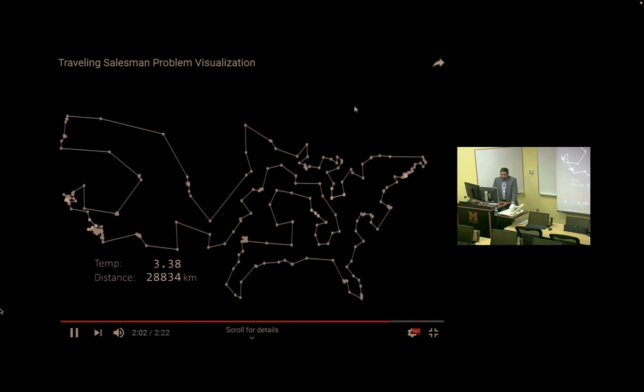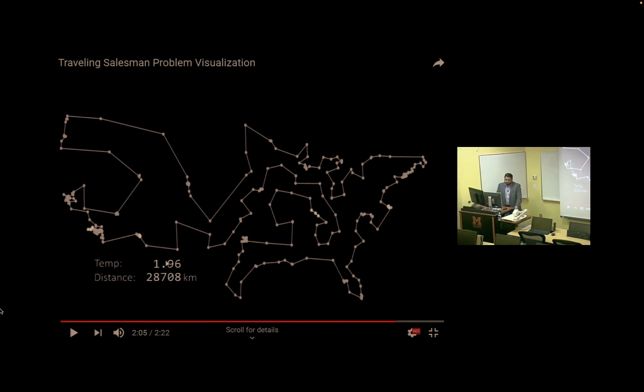Notice as the temperature drops, the number of solutions we are maintaining is dropping. So we are discarding the bad solutions. The picture is showing you the best solution we have right now, but the algorithm has in its memory 100 or 50 solutions it's working on, and at any point in time it's showing you only the best solution it has till that point in time.